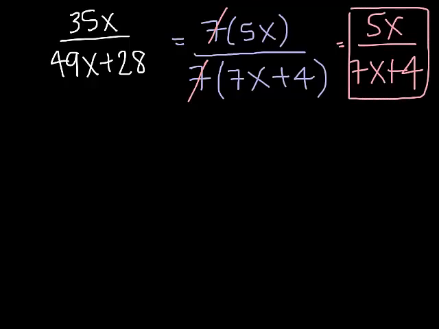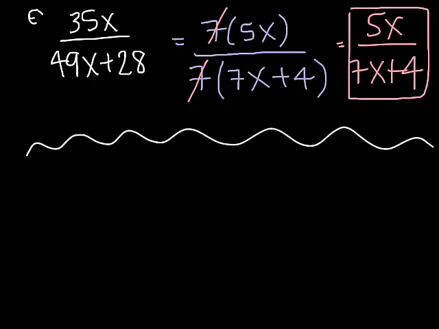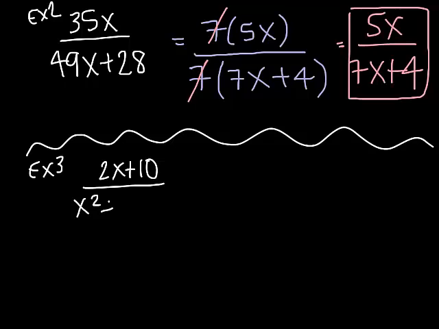Okay, let's just take a look at one more example. That was example 2, and now we'll do example 3. 2x plus 10 over x squared plus 7x plus 10. Now, a lot of students think that they can cancel out those 10's. You cannot cancel out those 10's because of the addition in this problem. So just like example 2, we're going to start with some factoring.